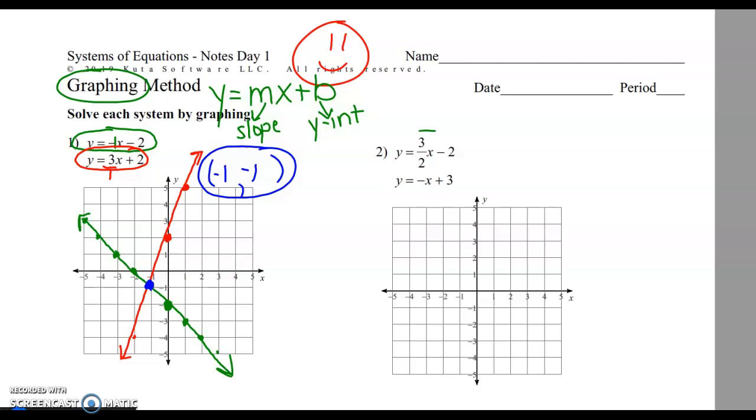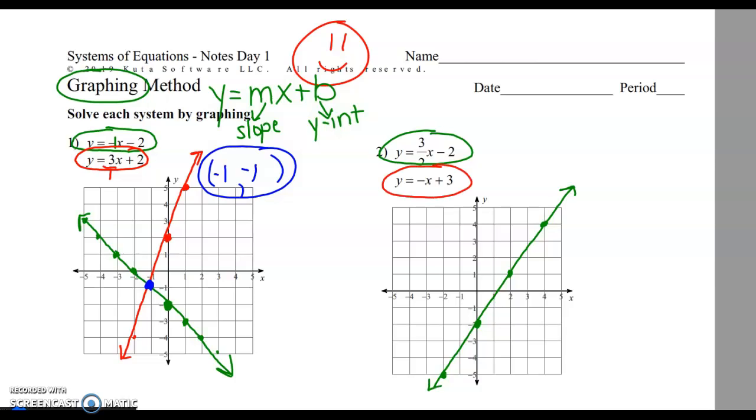Same thing on number 2. I graph the first line. Y-intercept is -2, slope is positive 3 over 2. So I go up 3, right 2, up 3, right 2. Same thing as going down 3, left 2. The green line represents the first equation.